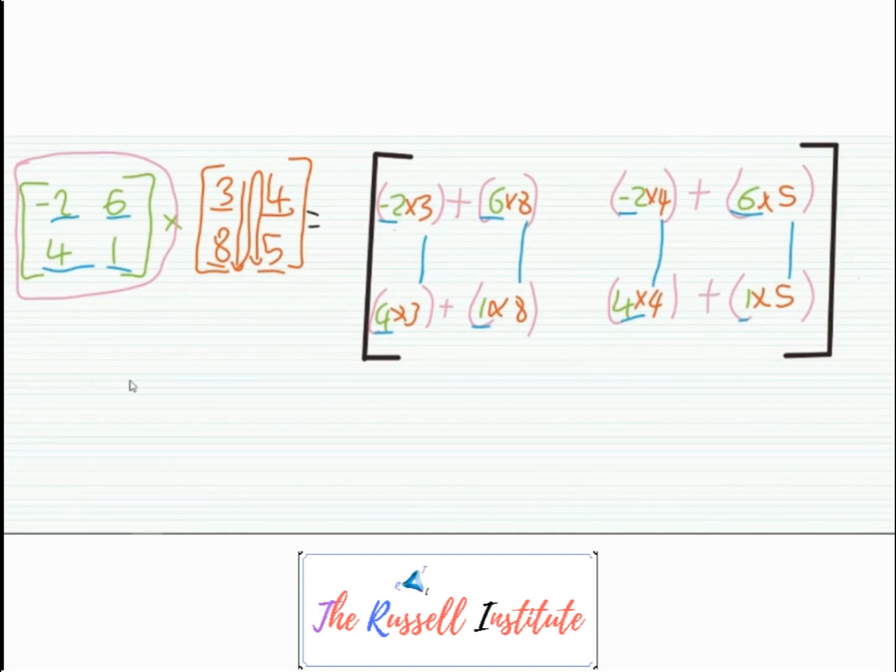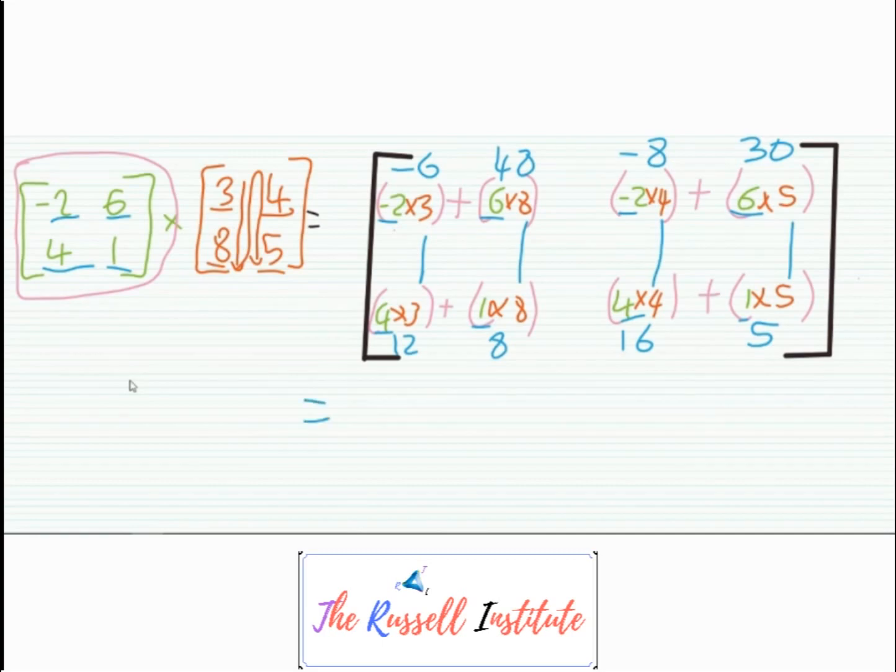-2 times +3, that's -6. 6 times 8, that's 48. -2 times 4, that's -8. 6 times 5, that's 30. 4 times 3, that's 12. 1 times 8, that's 8. 4 times 4, 16. 1 times 5, 5.